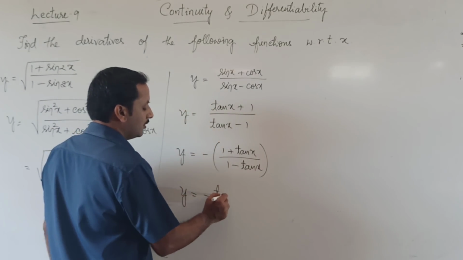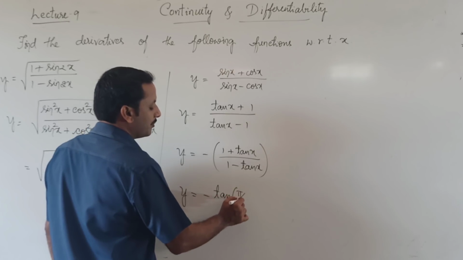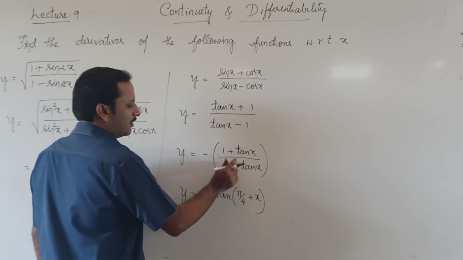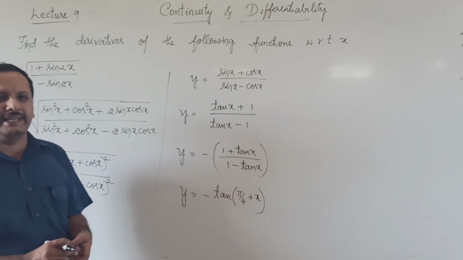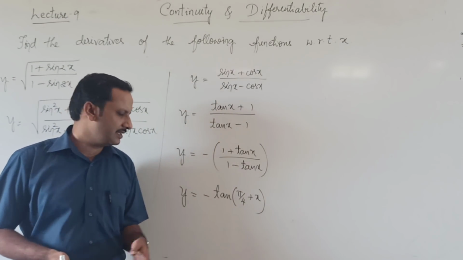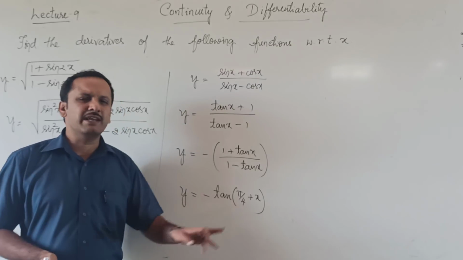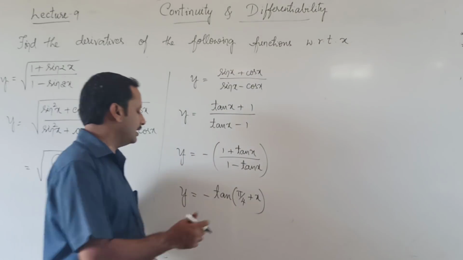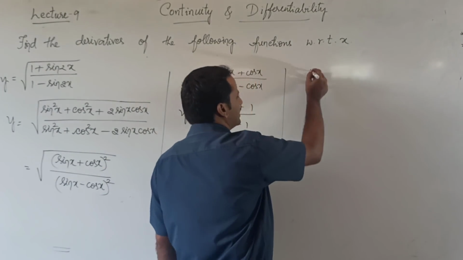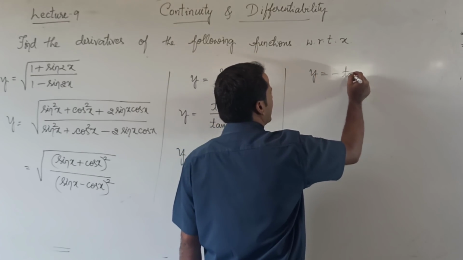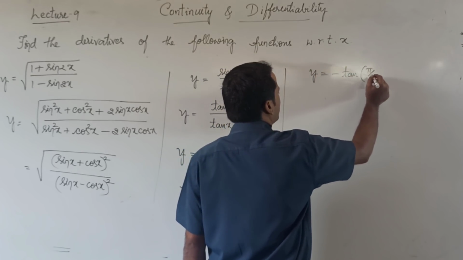That is equal to tan of pi by 4 plus x, which you know already. Tan pi by 4 plus theta is equal to 1 plus tan theta by 1 minus tan theta. So y is equal to minus tan of pi by 4 plus x we have got. I'll write that again here. y is equal to minus tan of pi by 4 plus x.